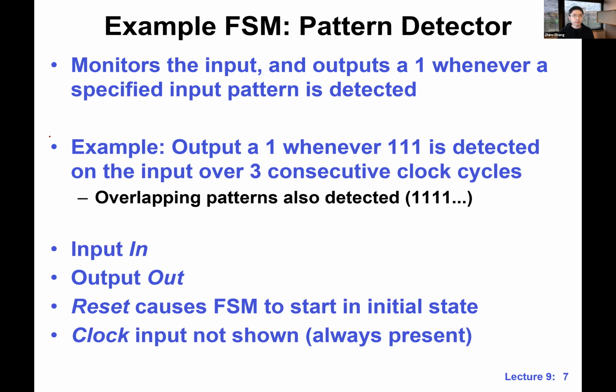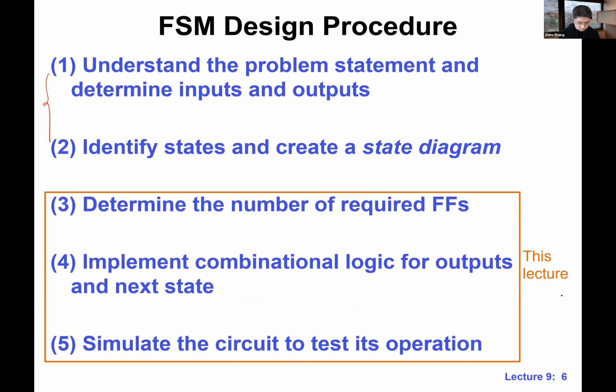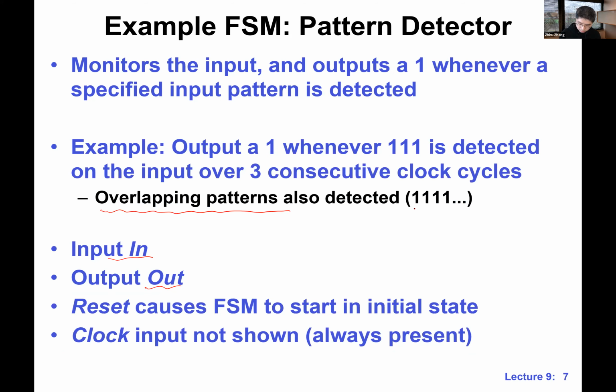All right. So let's do a quick recap. This is the problem that we looked at the end of the last lecture. We were trying to build a pattern detector. We have 1 bit input and 1 bit output. We build an FSM to detect this 111 pattern. We do allow overlapping patterns to be detected, meaning that in this case we're going to generate 1 here, since we have 3 ones, and then we're going to generate another 1 here.